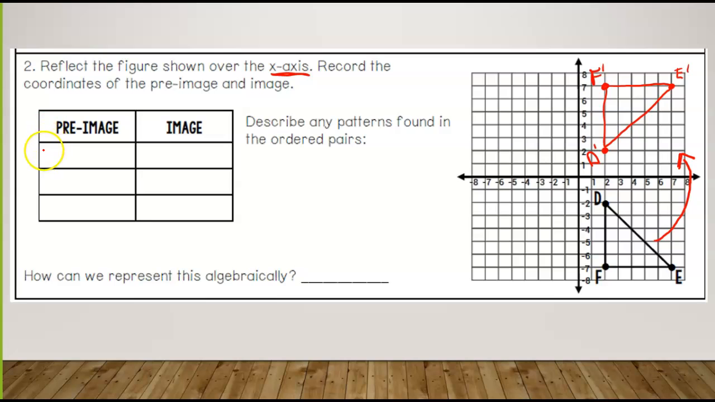All right, so now we have to write our ordered pairs. D. What is the ordered pair for the original D point? Yes. D. I think you were looking at F prime. The original D.